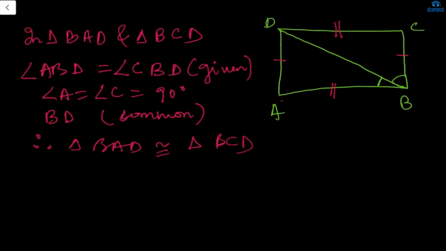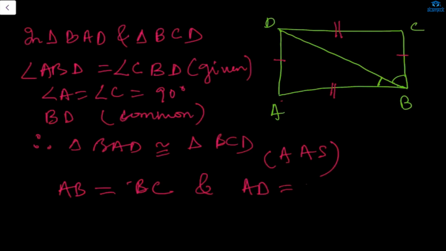Now, from which rule? AAS rule, two angles and a side. Both the angles are on one side, and after both the angles we have a side. So with AAS congruency, we have proved that the triangles are congruent. Since the triangles are congruent, we can say that AB is equal to BC, and we can also say that AD is equal to CD. AD is equal to BC from CPCT.